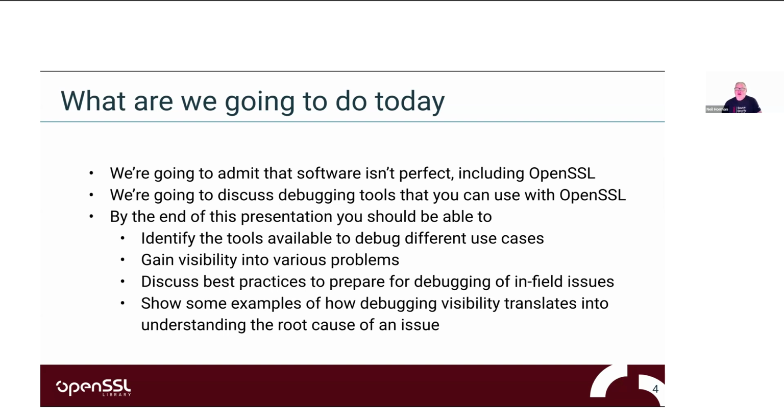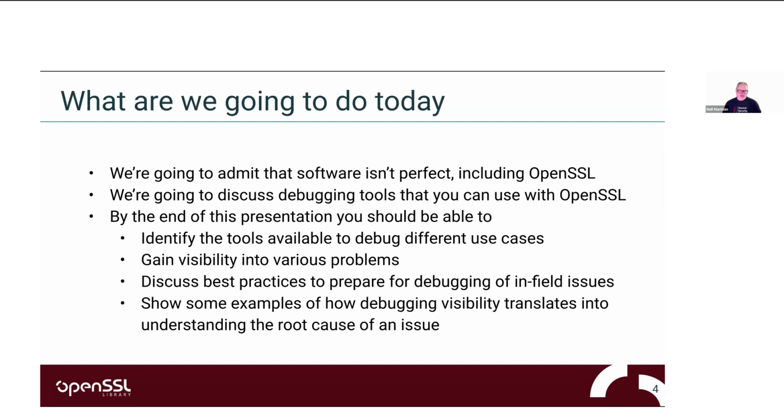So what are we going to do today? We're first and foremost going to admit that software isn't perfect, and that includes OpenSSL. Software evolves quickly, develops a lot, and bugs get introduced. It's part of life. And we're going to discuss ways that you can address issues in your software using various debugging tools. By the end of this presentation, I'm hoping that you'll be able to identify a whole suite of tools available to debug different problem use cases. I'm hoping you'll be able to gain visibility into various problems that are addressed by those tools. And we're going to do a discussion of some best practices to prepare for debugging of in-field issues.